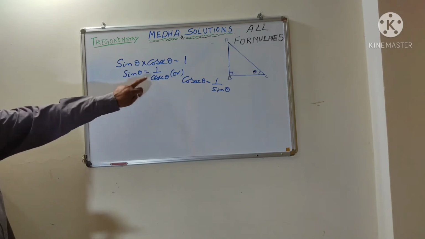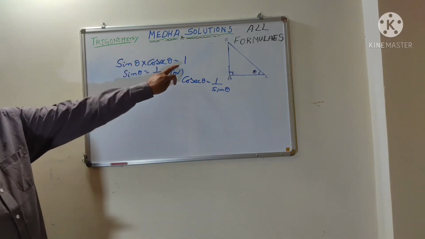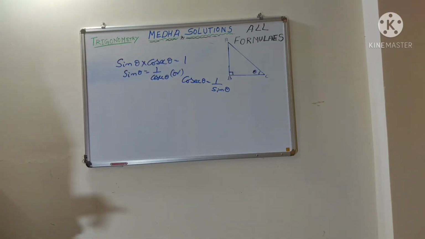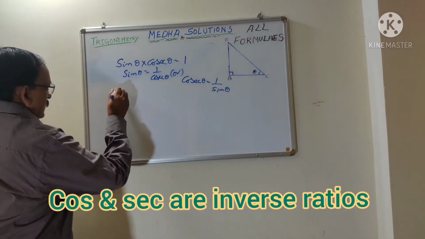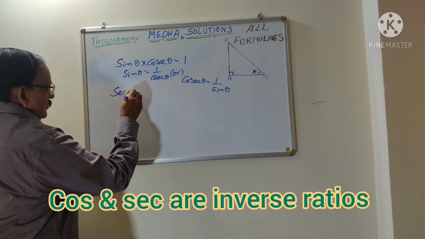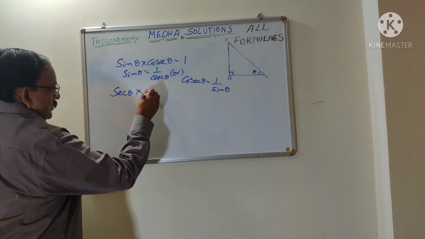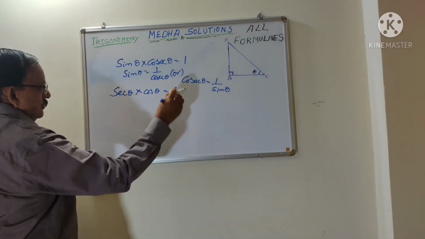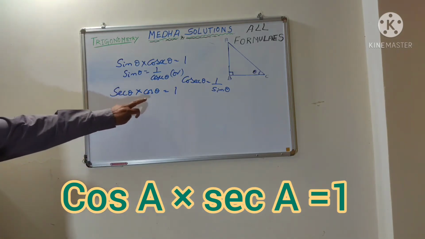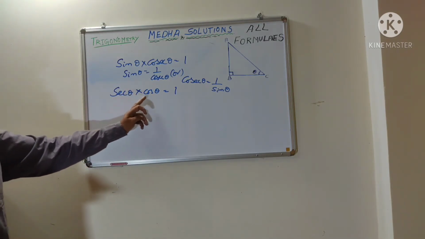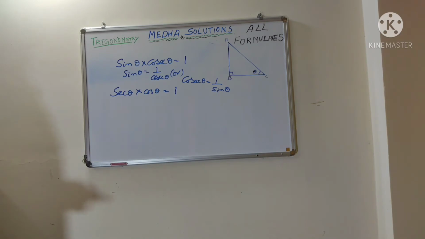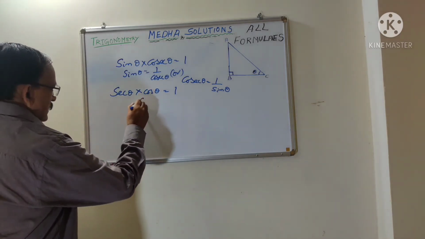Here, after cosec theta comes, sin theta and cosec theta is equal to 1. This is one more relation between sin and cosec. Likewise, sec theta into cos theta is equal to 1. See, sec into cos or cos into sec, these are called inverse functions.